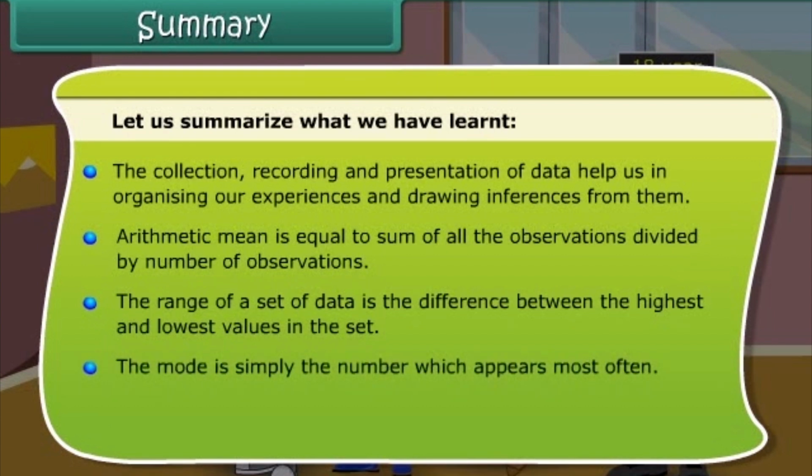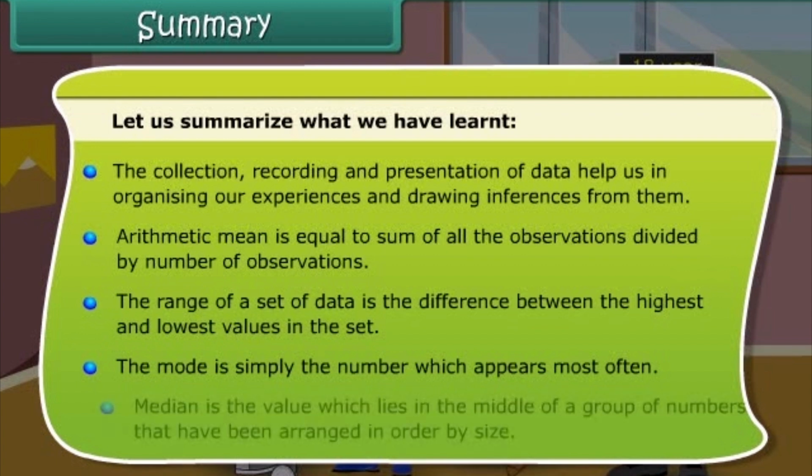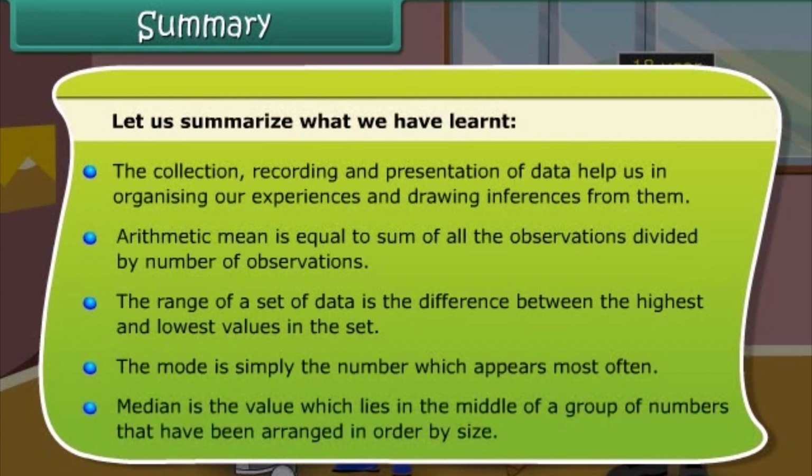The mode is simply the number which appears most often. Median is the value which lies in the middle of a group of numbers that have been arranged in order by size.